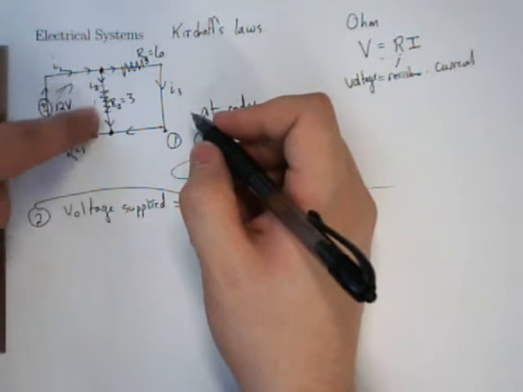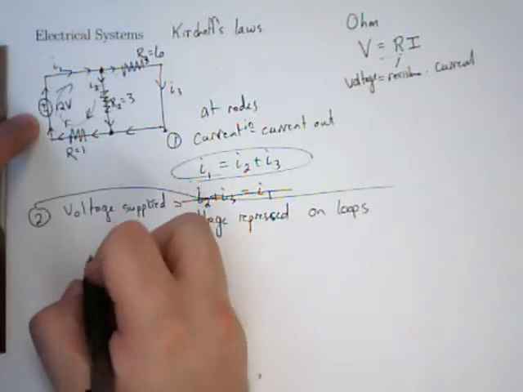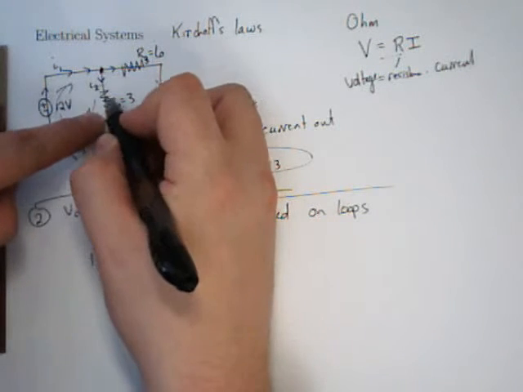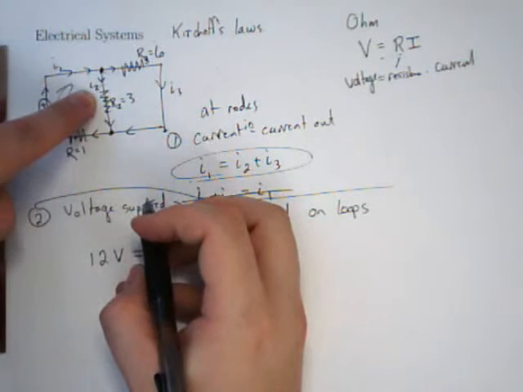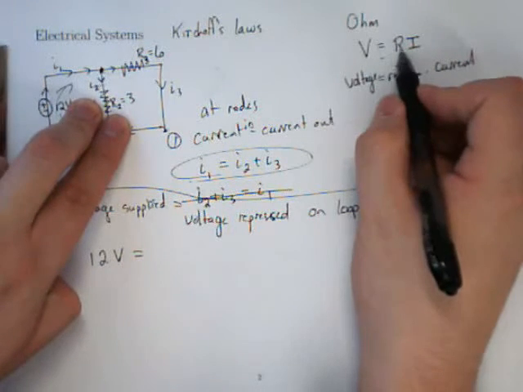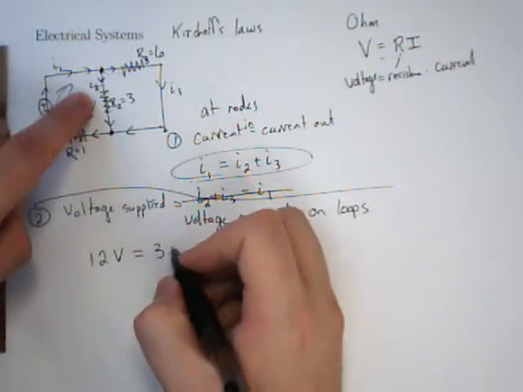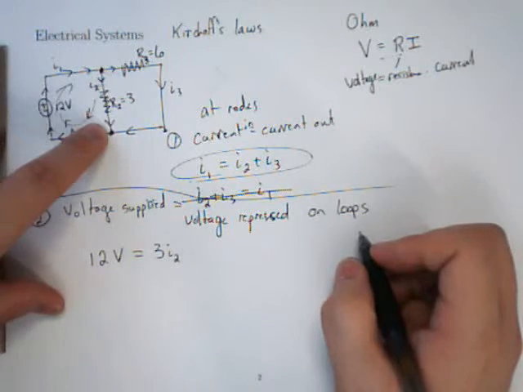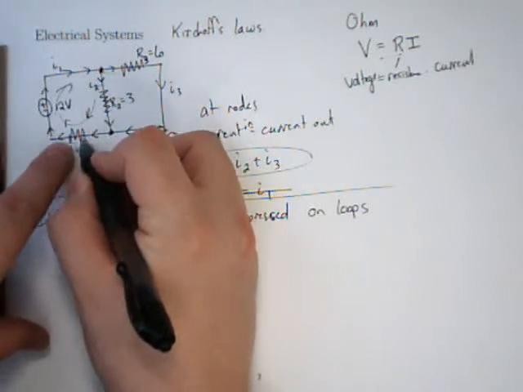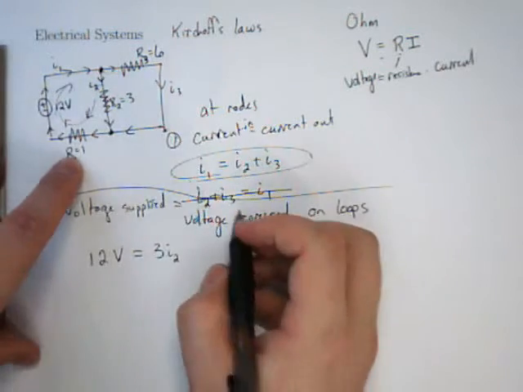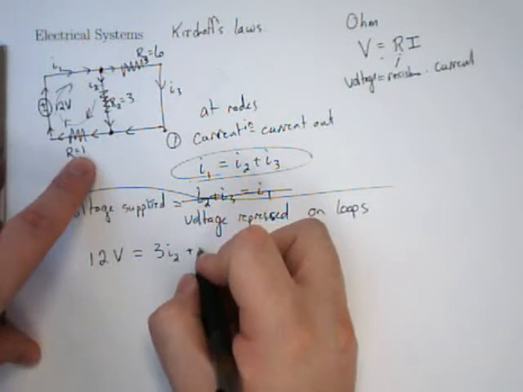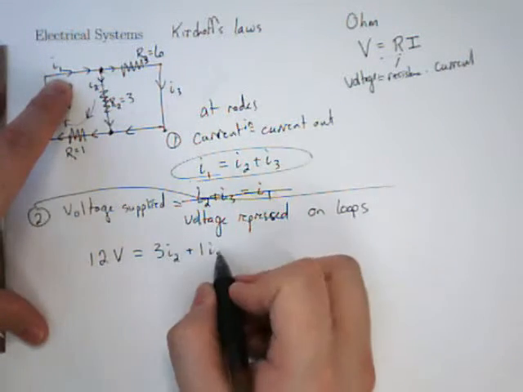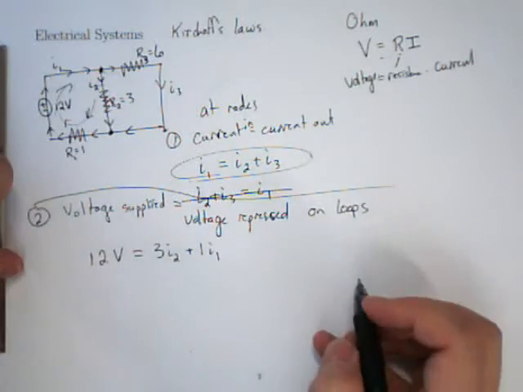this first loop, this interior loop on the left, I have 12 volts being supplied. As I move along the loop, I encounter resistance right here with this resistor, and its current is I2, the resistance is 3, so I take the resistance, which is 3, times the current, I2, and that gives me what happens on this first loop. Now I keep on going, and I encounter on this same exact loop another resistor. This time, the resistance is 1, and the current is I1. So that right there is our voltage supplied equals voltage repressed.